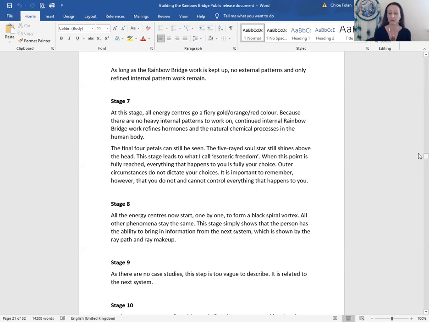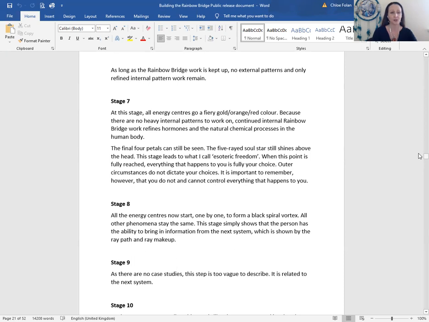Can I just add, it helps to correct, if I may use that term, any chemical and hormonal imbalances in the body. That's the impact it has. It starts to refine hormone function and natural chemical processes in the body. The other manifestation impact that this stage has is freedom of choice.